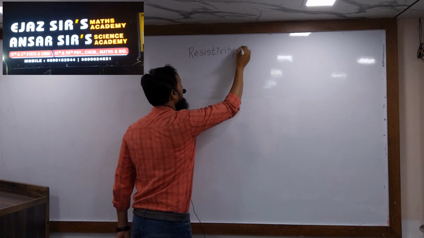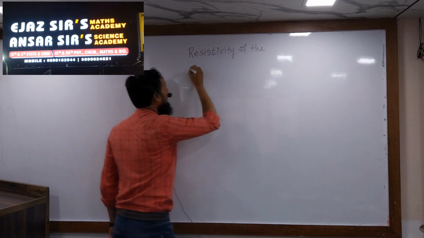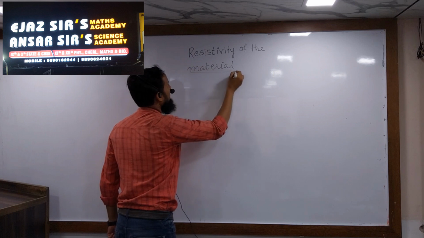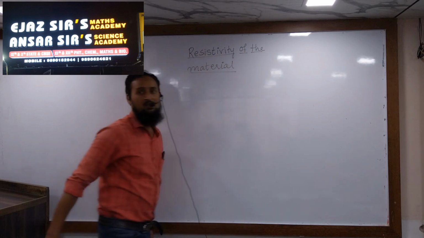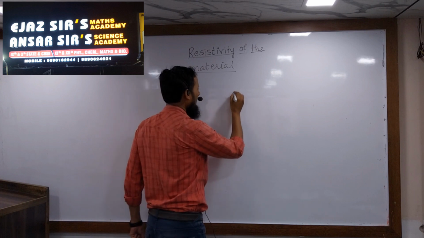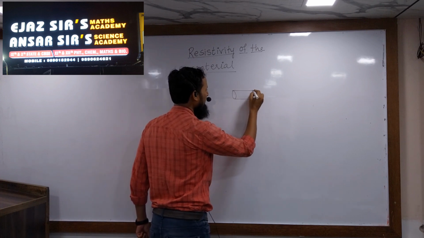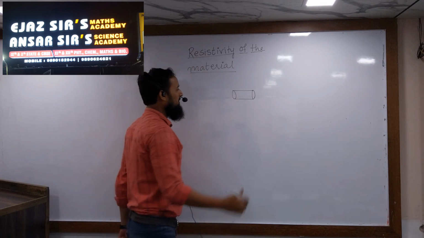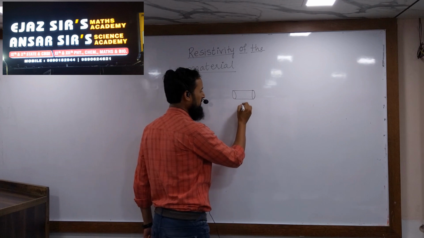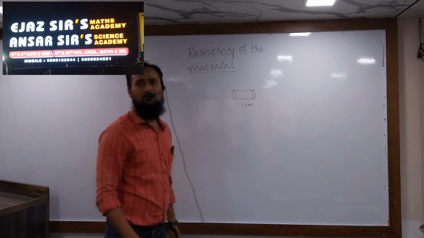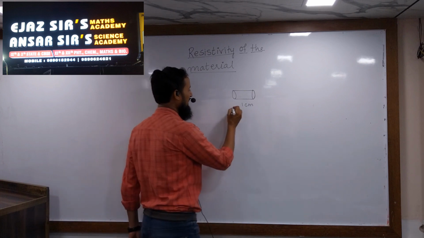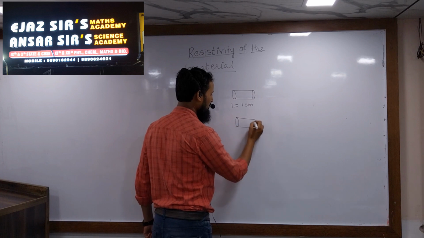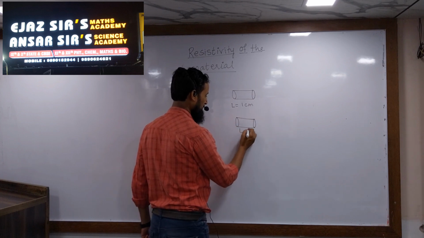Resistivity of the material of a conductor, insulator or semiconductor. Resistivity. See, suppose I have taken 1 centimeter long wire. हालांकि थोड़ा लंबा बनाया मैंने, 1 centimeter से ज़्यादा है. But suppose it is 1 centimeter in length. How much is the length of the wire? 1 centimeter. I have taken another wire. It also is 1 centimeter in length.